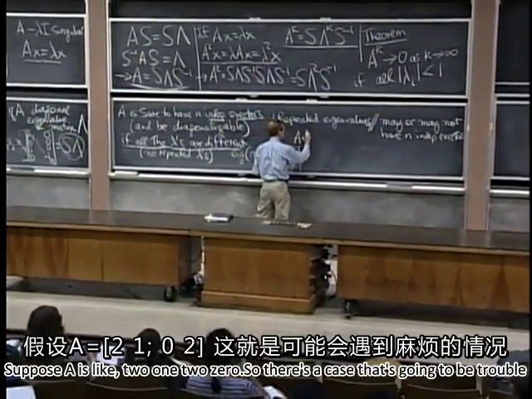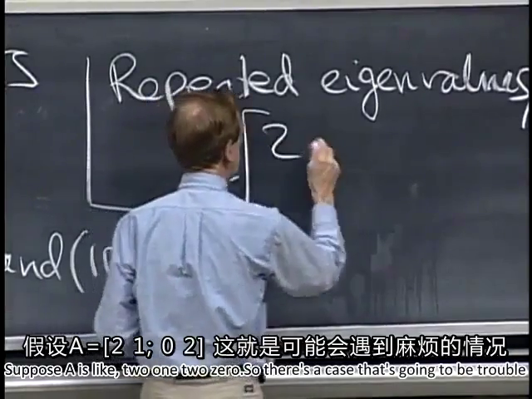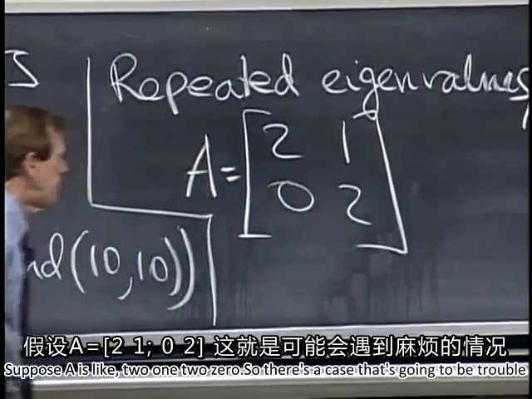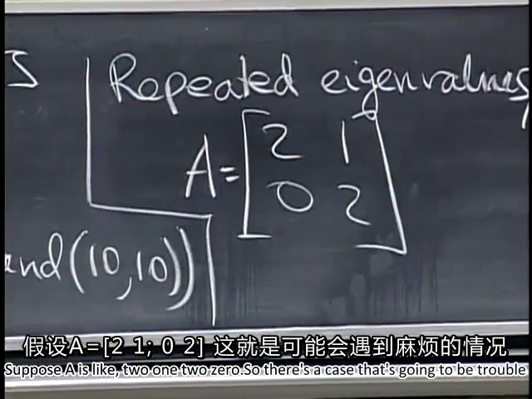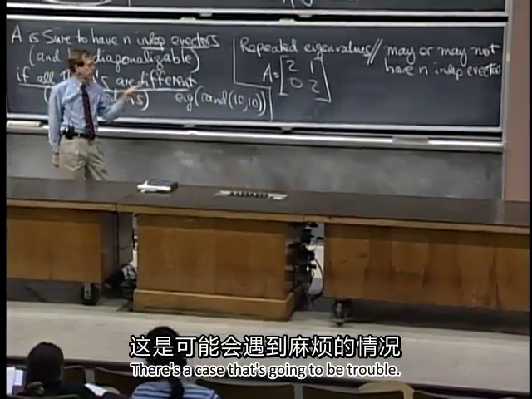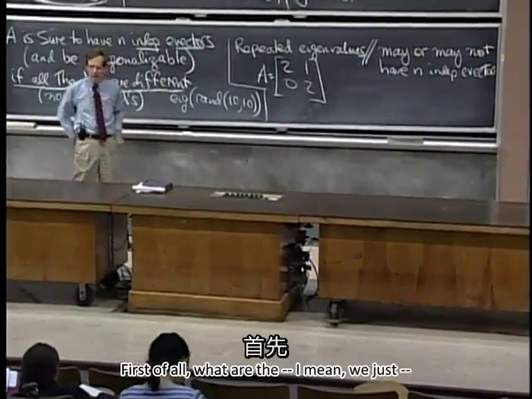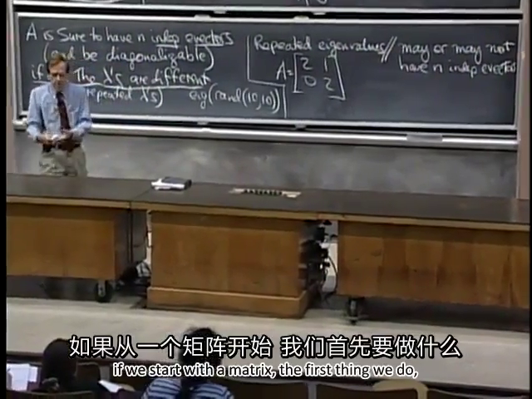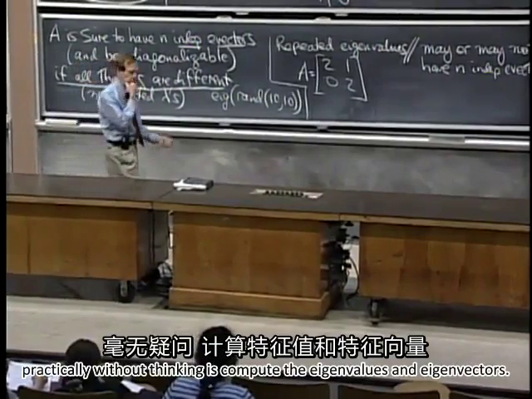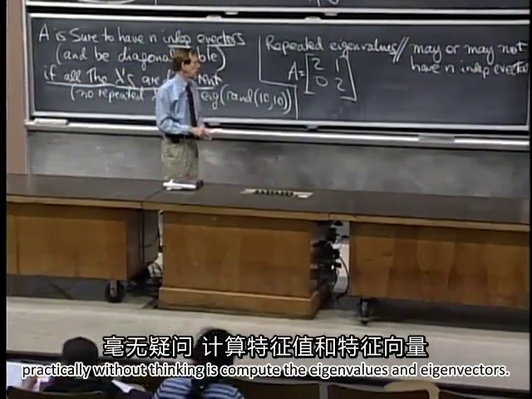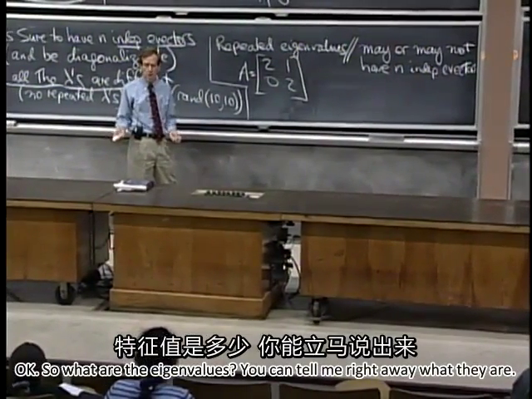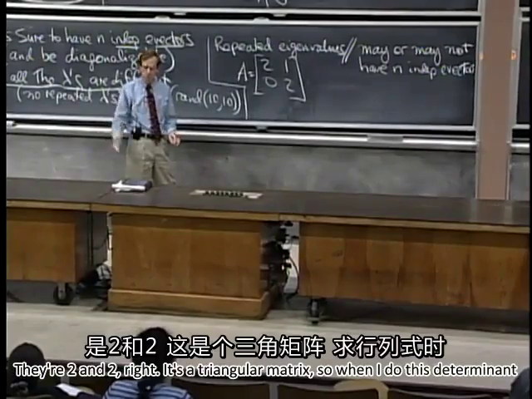Suppose A is like 2, 1, 2, 0. So there's a case that's going to be trouble. First of all, what are the eigenvalues? If we start with a matrix, the first thing we do, practically without thinking, is compute the eigenvalues and eigenvectors. Okay, so what are the eigenvalues? You can tell me right away what they are. They're 2 and 2. Right.